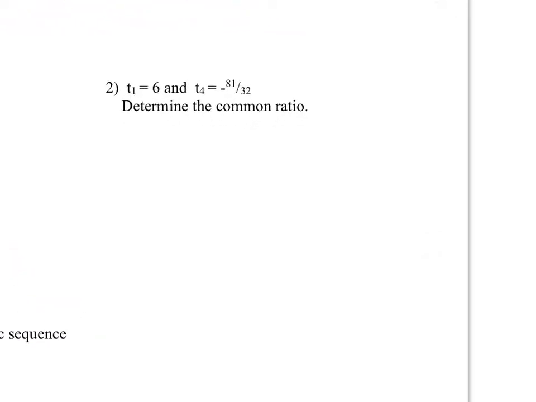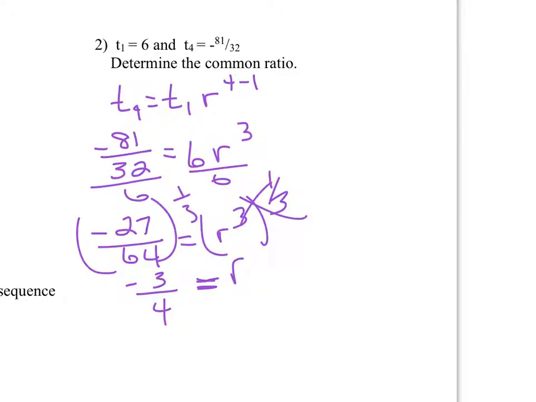Okay, for this one, take a second and see if you can figure that out. Do it the same way I just did. Okay, so this is what this one looks like. T4 is equal to T1 r to the 4/3. Plug all the pieces in. Remember, T4 is this one, T1 is this one. Divide by 6, flip the exponent, and you should get that r is -3/4.